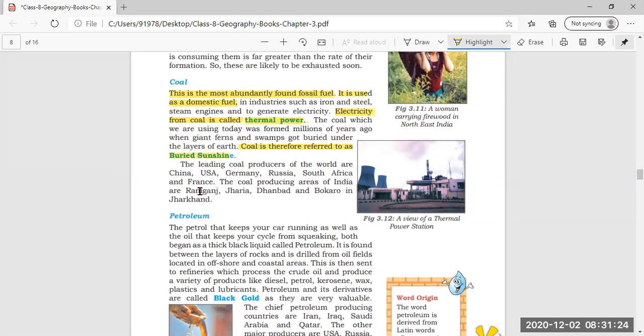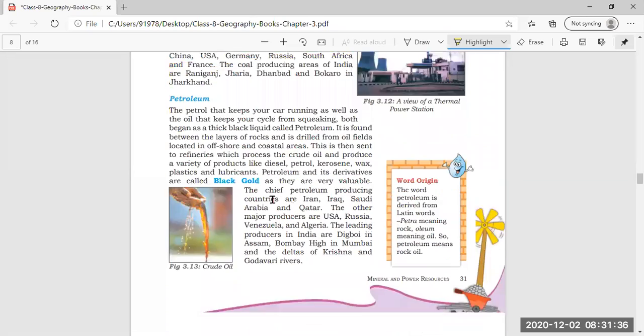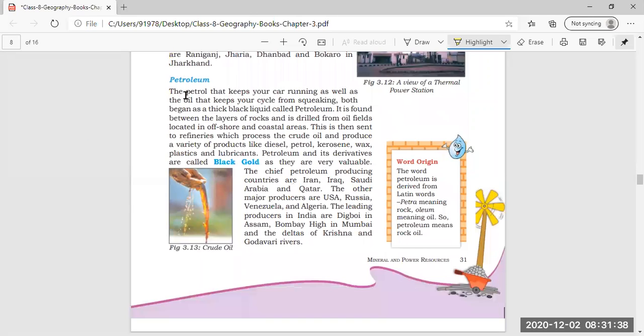And these are the leading coal producers. The coal producing areas of India are Raniganj, Jharia, Dhanbad, and Bokaro in Jharkhand. I think you have understood coal.